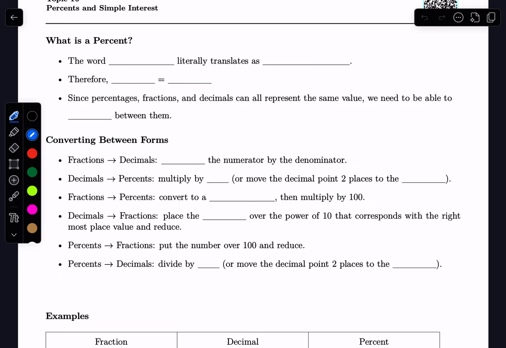We have a lot to cover in this one because we're going to be talking not only about what a percent is, but also how to convert between all different forms of numbers, and also how to find percent change and simple interest. So a lot going on here. We're going to get straight on into it.